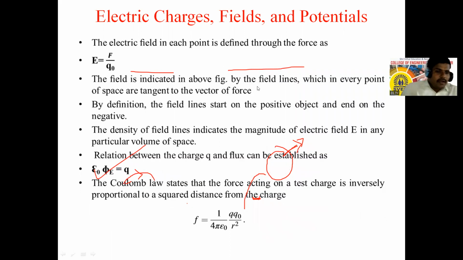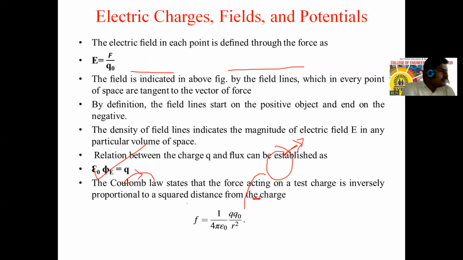Okay. The density of the field lines indicates the magnitude of the electric field. So the density of the field lines is indicated by the magnitude of the electric field. From the magnitude of the electric field, we can find out the density. In any particular volume of space, the relation between the charge and the flux can be established as epsilon 0 flux phi e equals q, right? So this is the relation between charge and flux. Q equals phi e into epsilon 0.